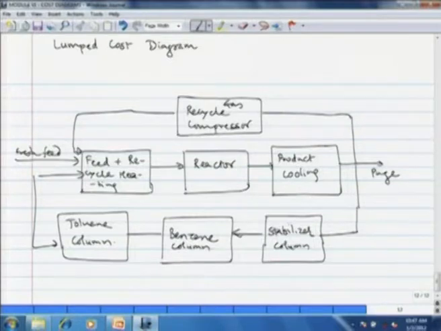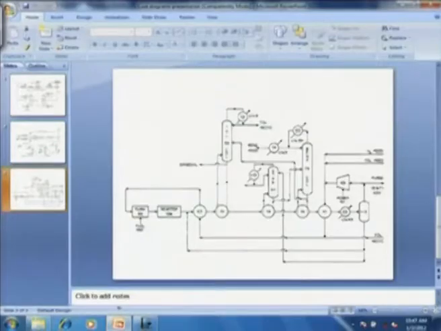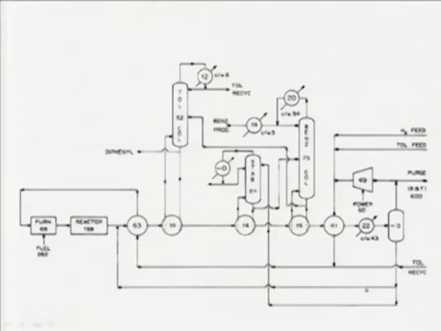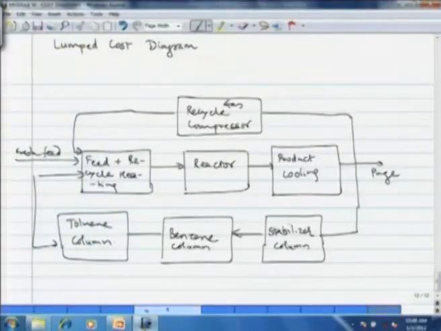Now let us gather the cost that is associated with each of these operations. For the reactor, if you go to the main flow sheet, we see that the annualized cost of the reactor is $198,000. So that we attach here, $198,000.